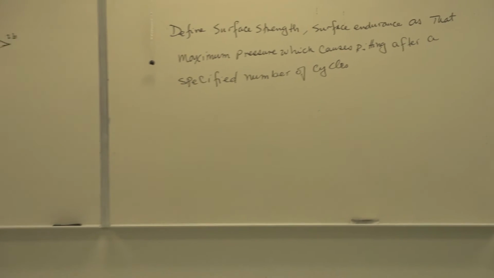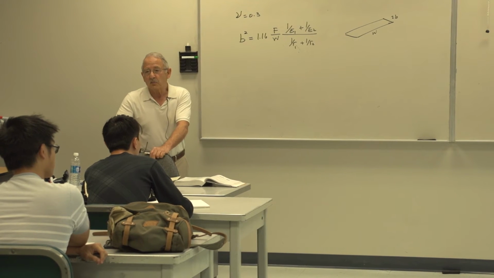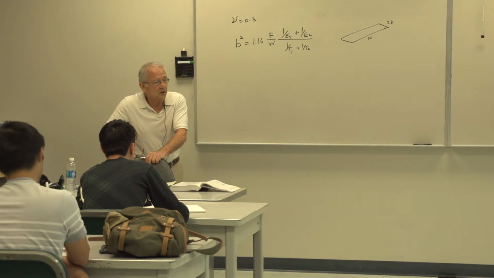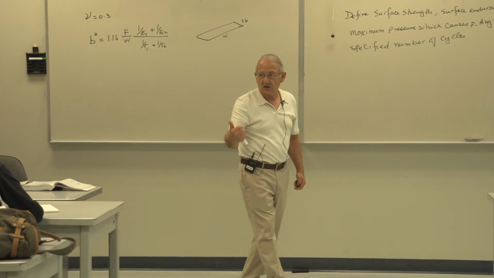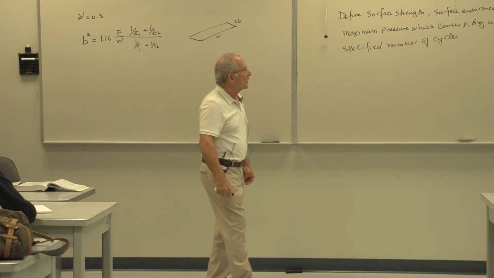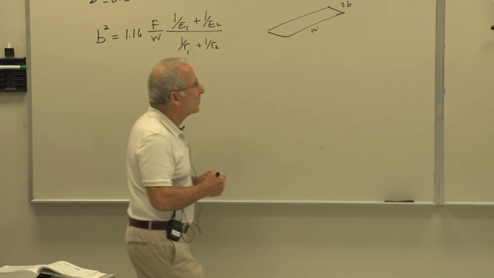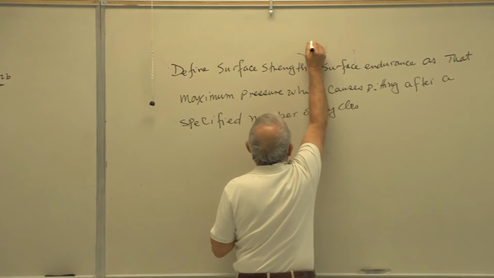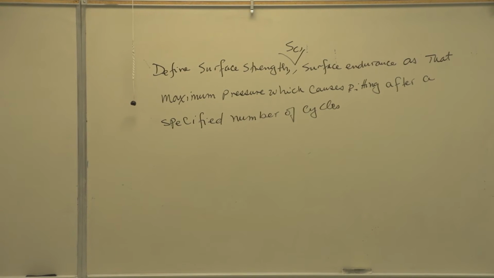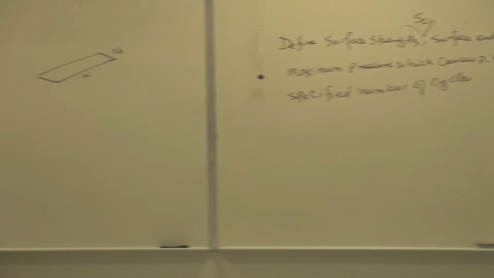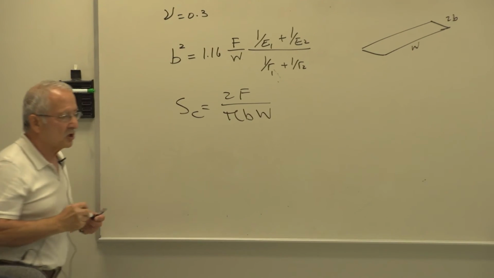Notice that this is very similar to every other definition of strength. Yield strength is that stress which causes, for example, plastic deformation in the material, if that's the way you want to define it. Elastic strength is that stress which causes a nonlinearity between stress and strain. This is the same. Our pressure, of course, is that other equation, P max equals 2F divided by pi bw. The symbol for this is SC. So SC equals 2F divided by pi bw. Remember, we changed L to W.